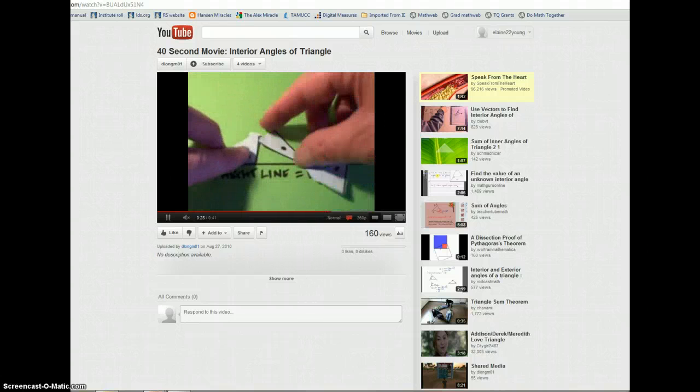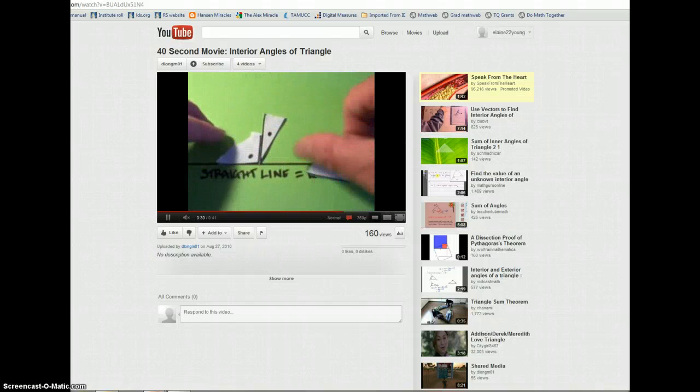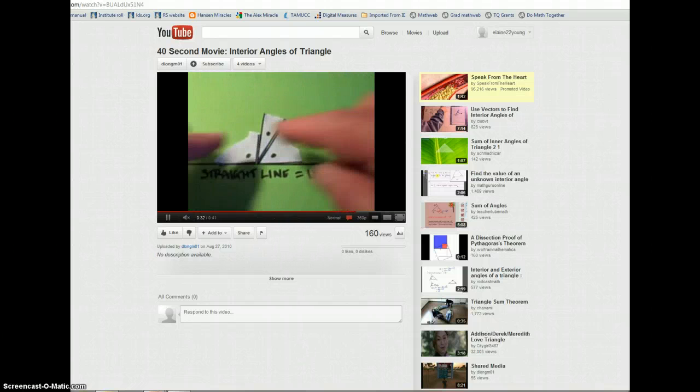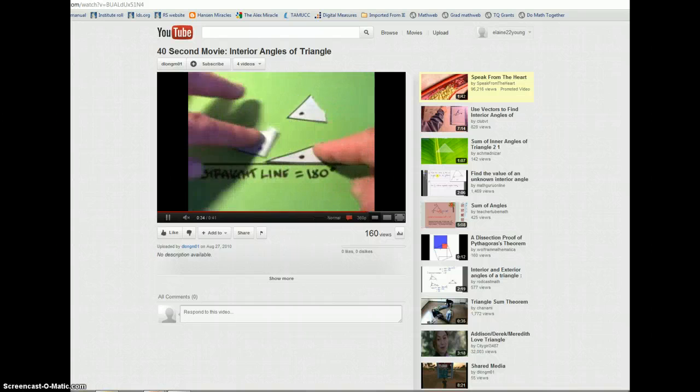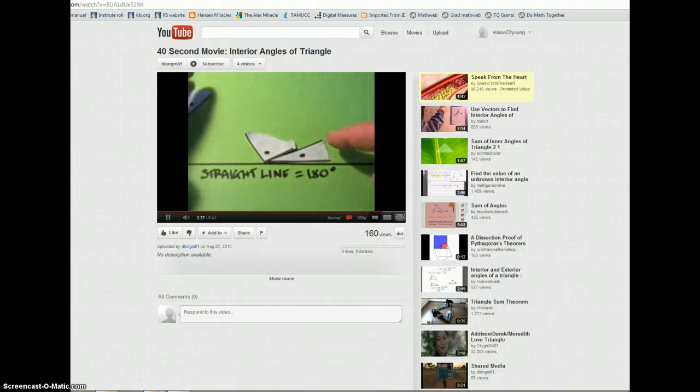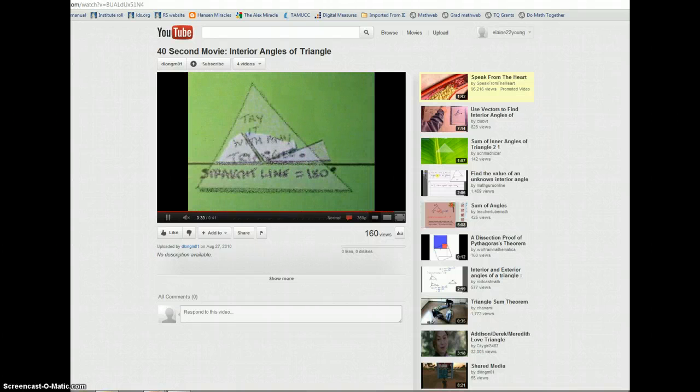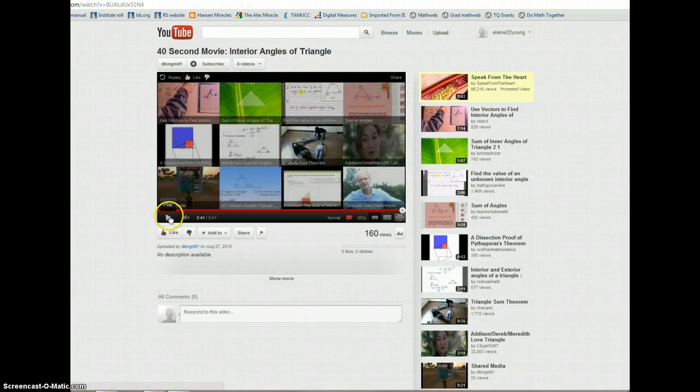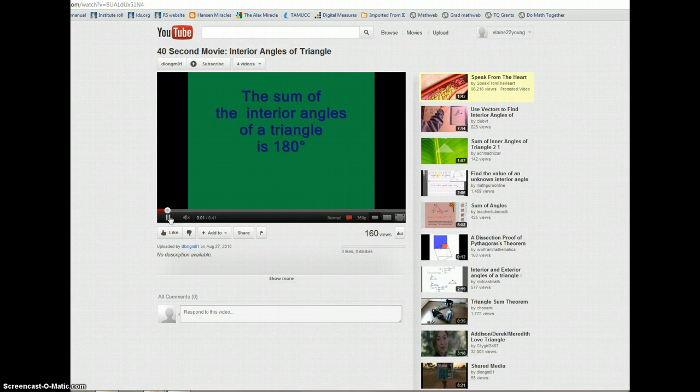Here we've taken any triangle, torn off the corners, lined up the angles adjacent in any order you want, and notice they always match a straight line. Here is proof of 180 degrees of the interior angles of a triangle.